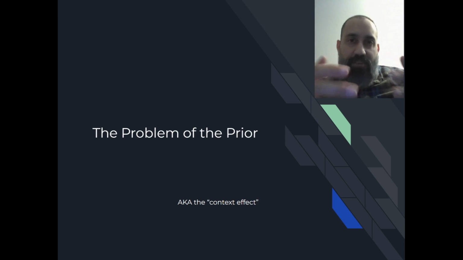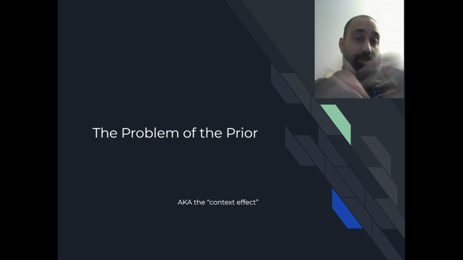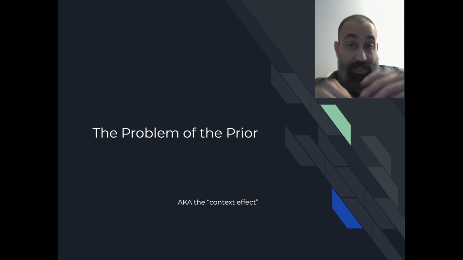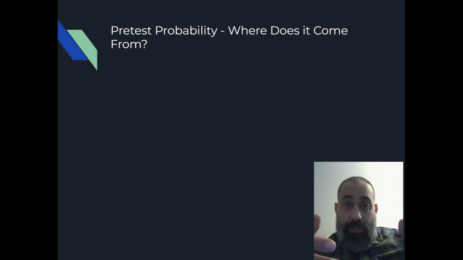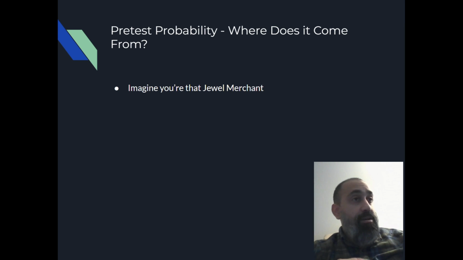Where do we derive in medicine that pretest probability, the prior probability, we call it, also known as the context? Well, unfortunately, pretest probability pretty much comes from physician opinion. So I'll rely on that previous example. Imagine you're a jewel merchant, and you're trying to tell the difference between real diamonds and fake diamonds.